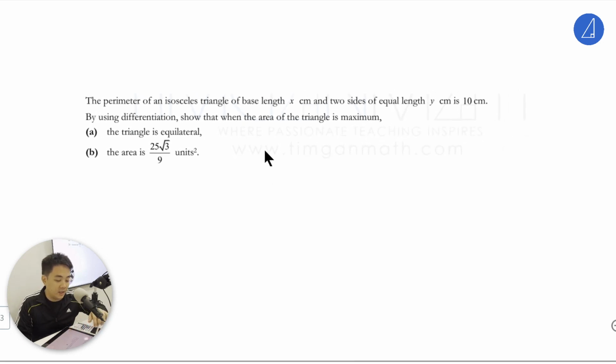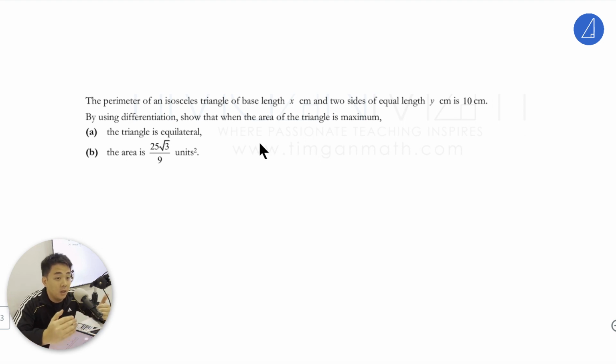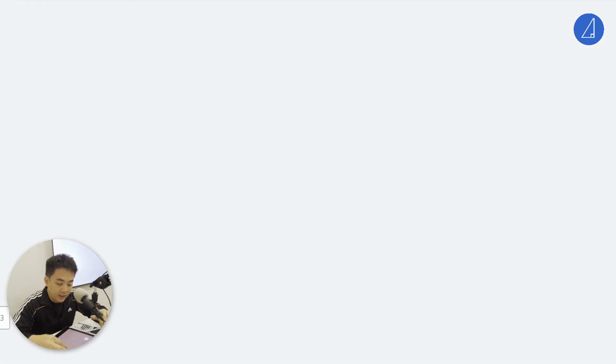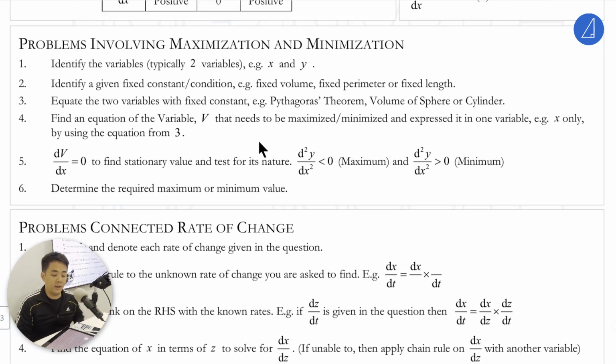Usually for maximization, minimization, you have two variables and then they are connected by one condition. This condition can be the hypotenuse, it can be the perimeter, area or whatnot. Then you need to relate them. So if you look at the steps for maximization, firstly, you identify the two variables, then the given condition, relate the two variables, then your problem is basically to try and reduce the variables from two variables to one.